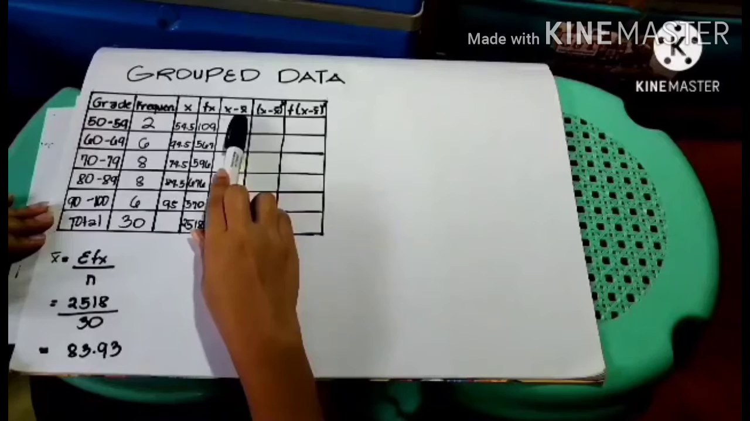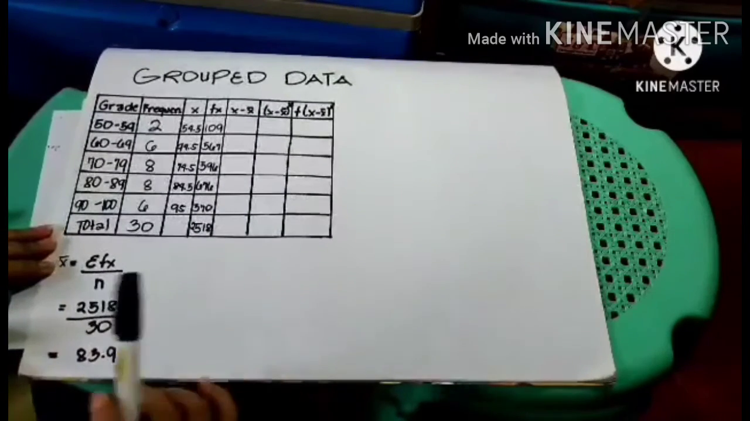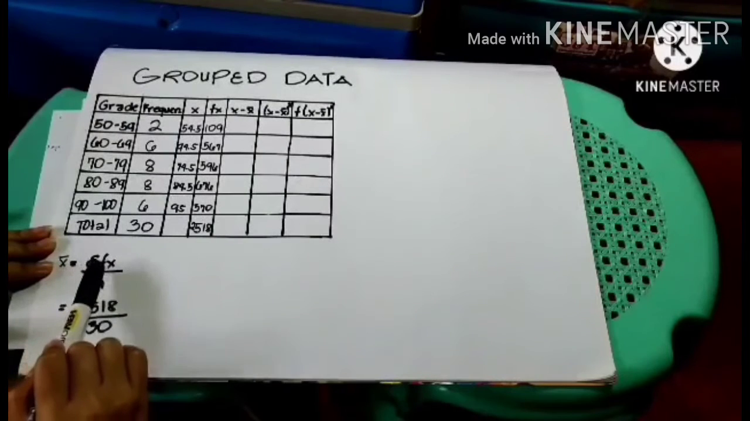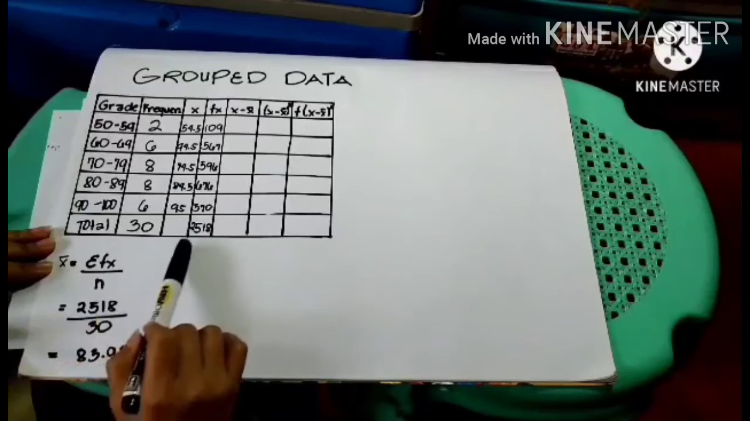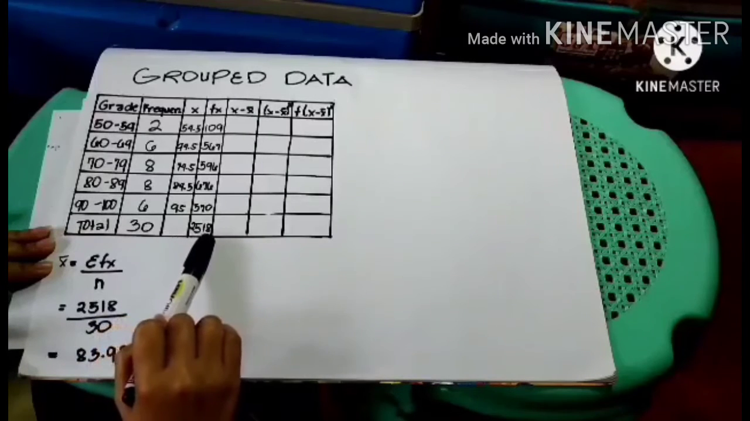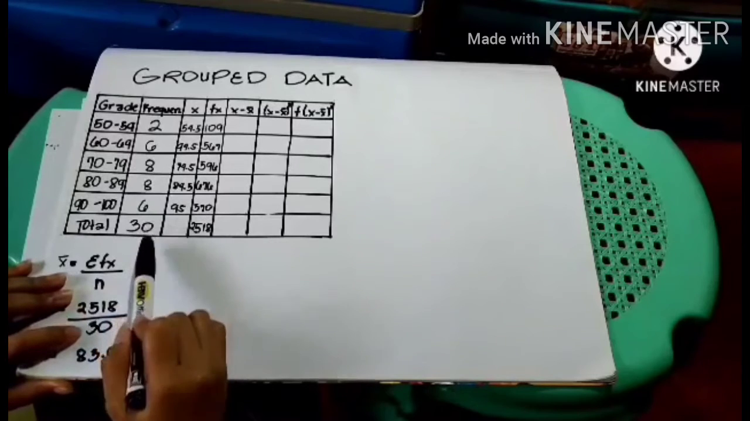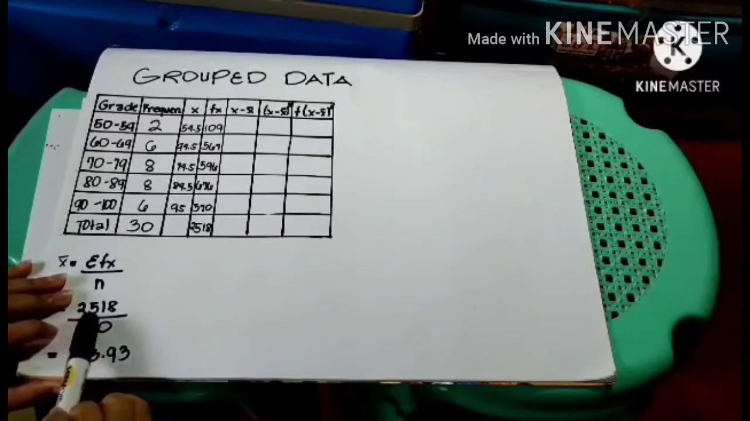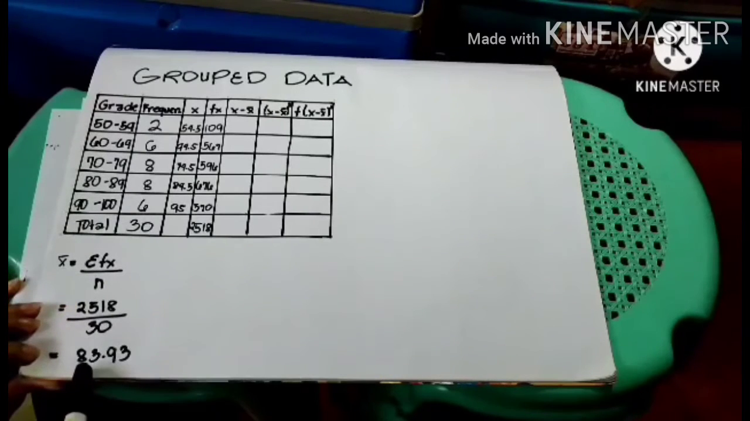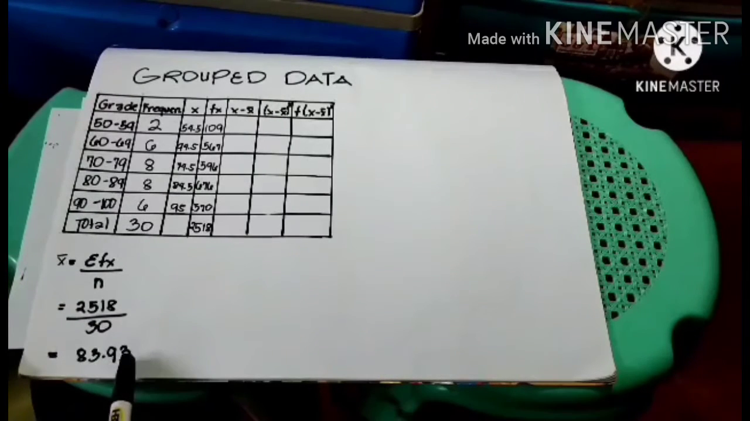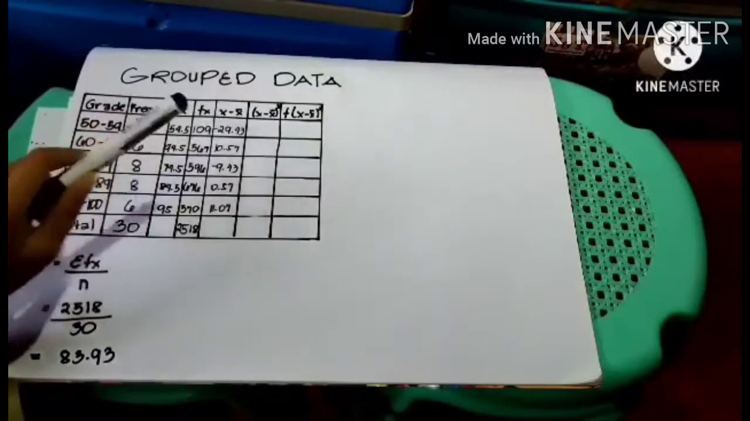Next is to get the x minus x bar. But before that, we need to solve the x bar first. This is the formula for the x bar: summation of fx over n. Our fx total is 2518, and our n is the total frequency, which is 30. So 2518 divided by 30, our x bar is 83.93.